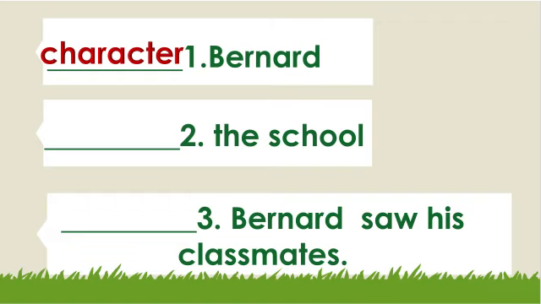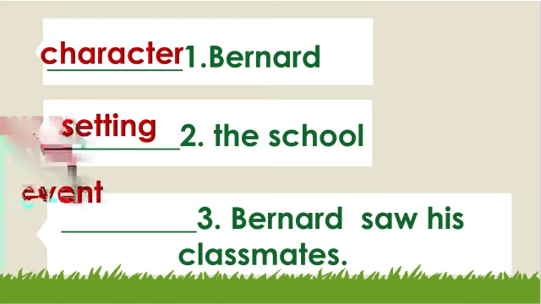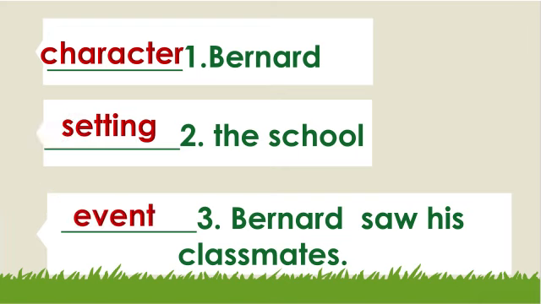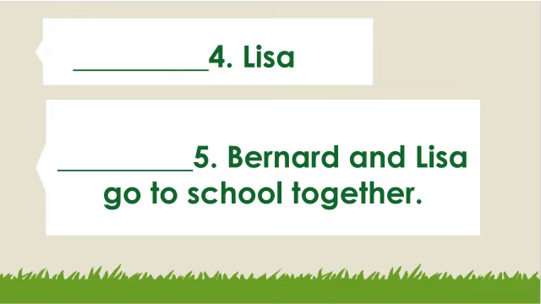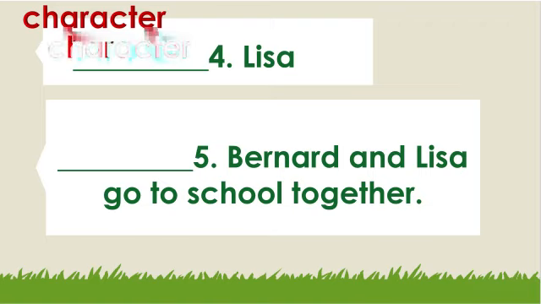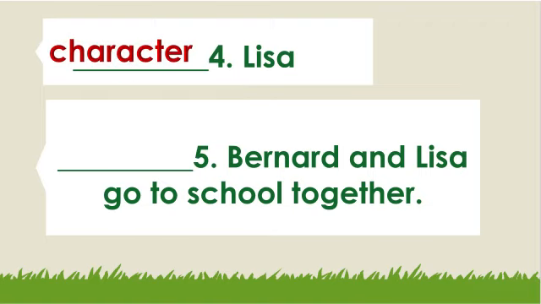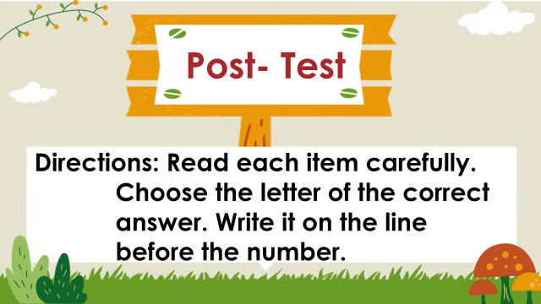Number 2. The school. Is it a character, an event, or setting? It is setting. The third one is Bernard saw his classmates. What's the correct answer? Okay, that is event. Number 4, Lisa. Lisa is a character in the story. And number 5, Bernard and Lisa go to school together. That is an example of event. Very good.